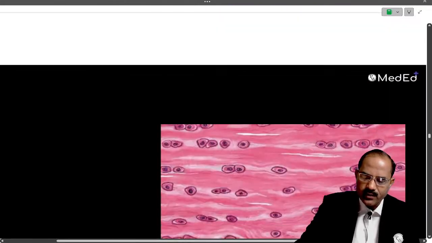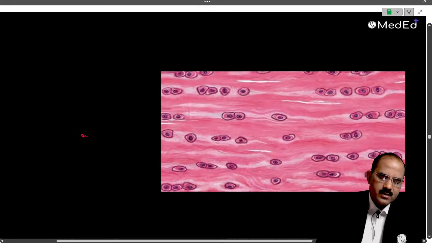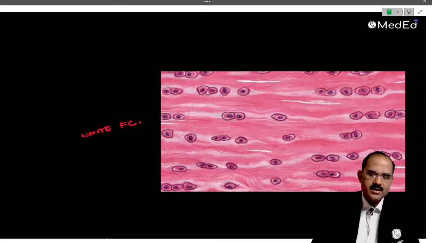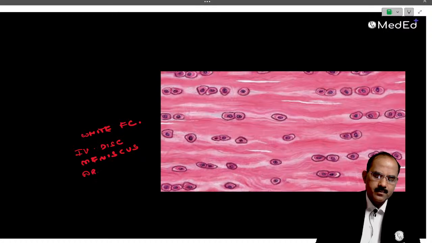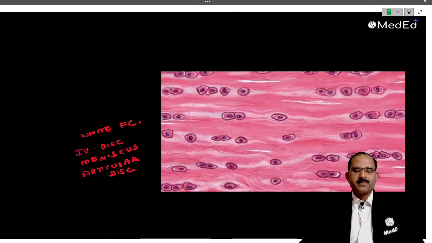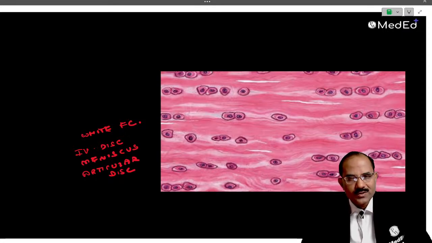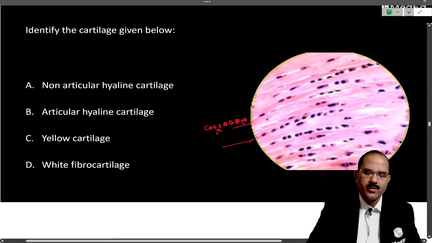I've got one more slide for you, but just look. You can see these chondrocytes and you can see bundles of collagen fibers here. So this is a white fibro cartilage. Examples of white fibro cartilages: intervertebral disc, meniscus, articular disc. So these are all examples of white fibro cartilage. Am I clear, bacha? You should be able to identify these histology slides also. So the answer for this is going to be white fibro.